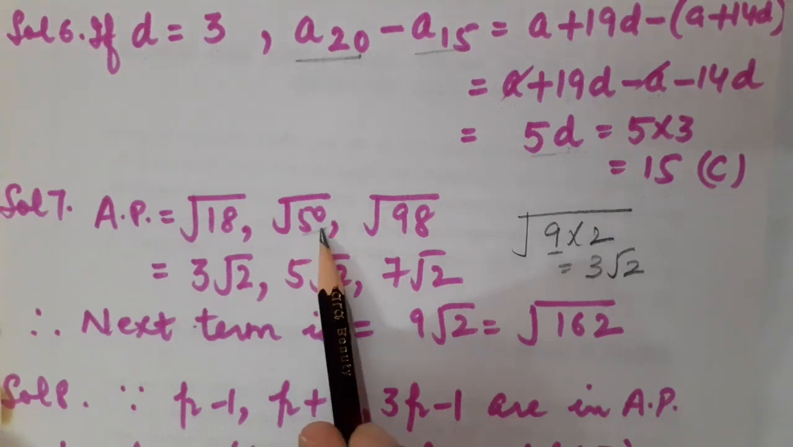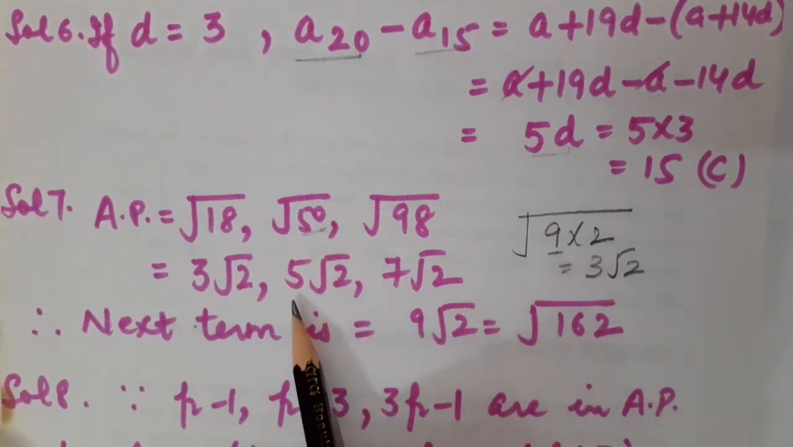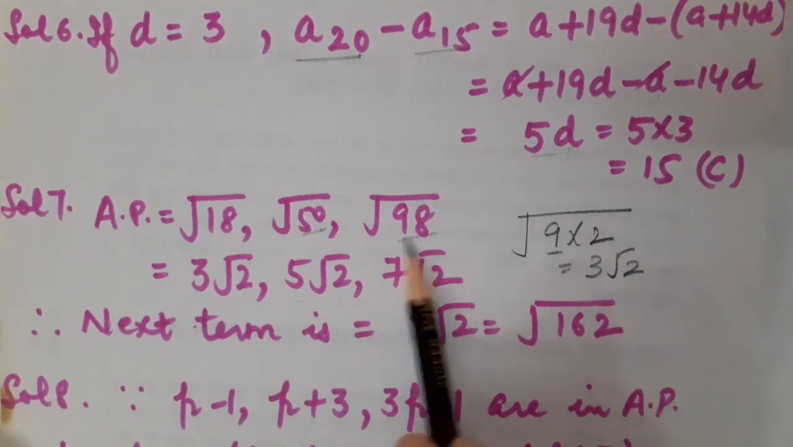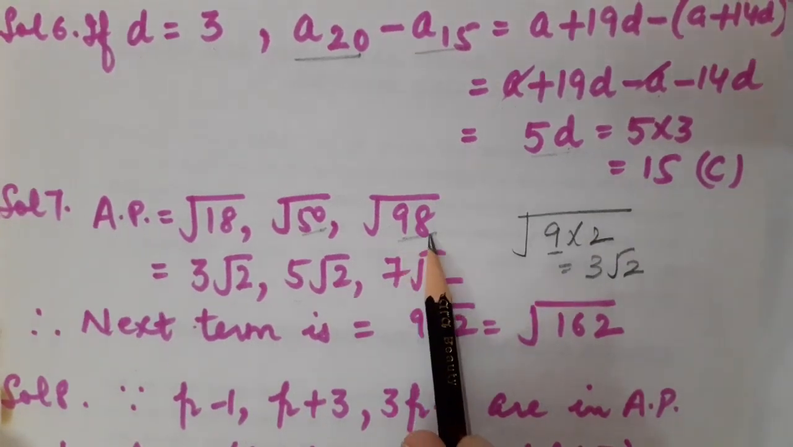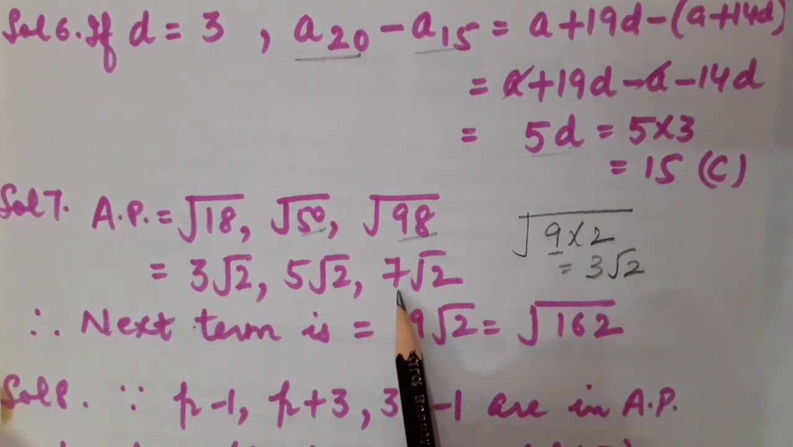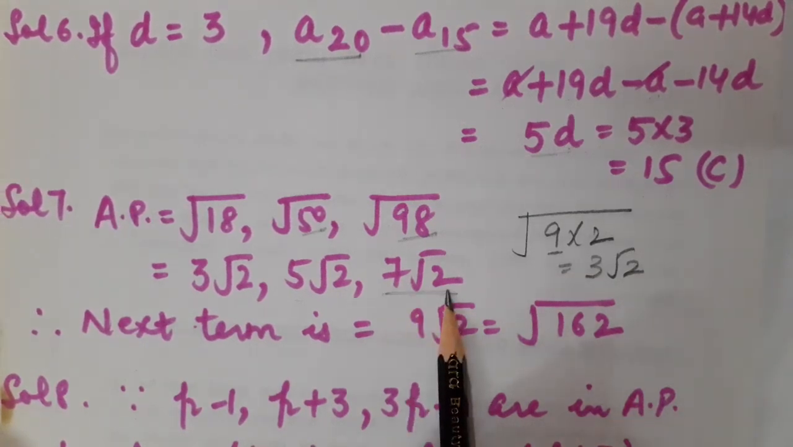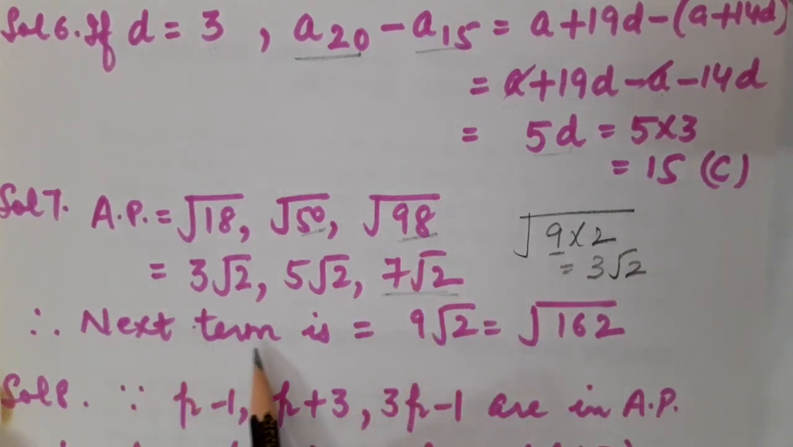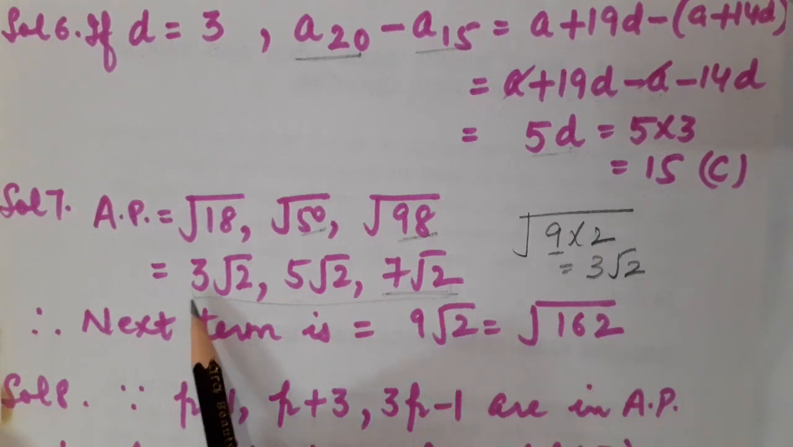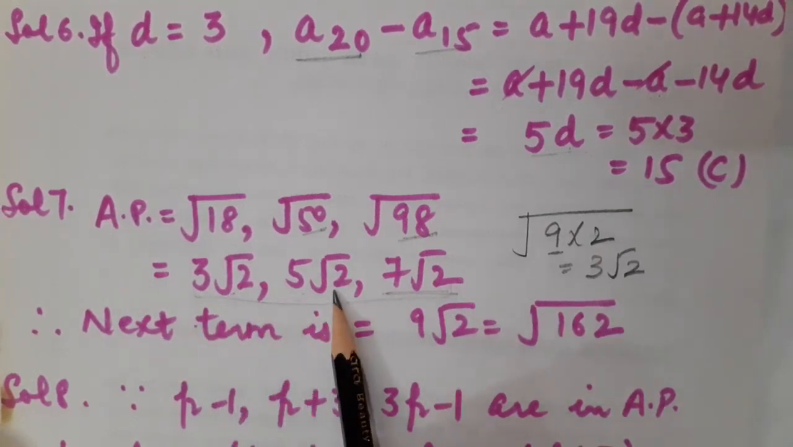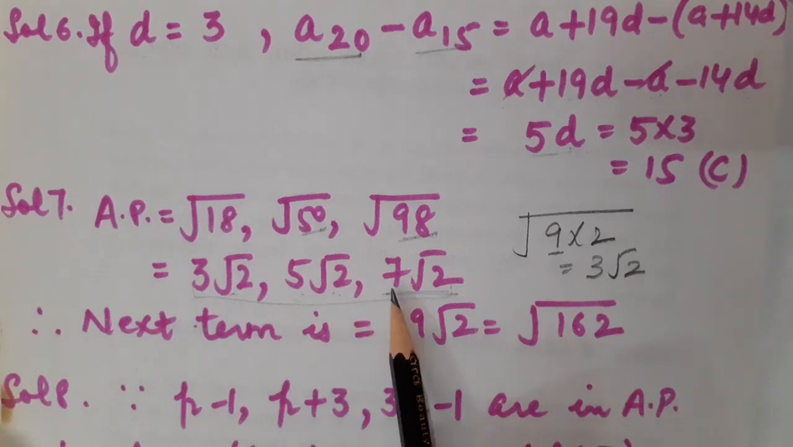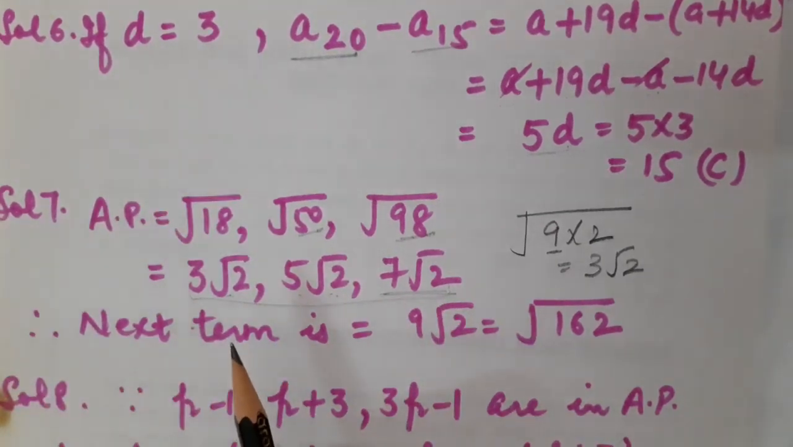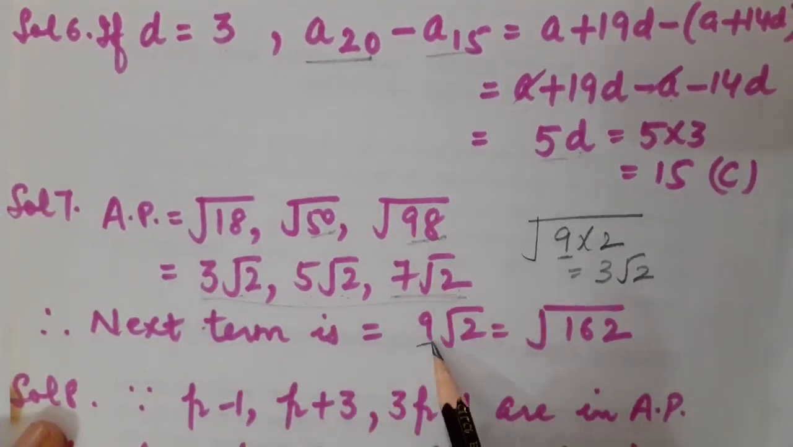In the same manner, we can write root 50 also, that is root of 25 into 2. So you will get 5 root 2. In the same manner, we can write root 98 also. When I go for the prime factorization of 98, I will get 7 root 2 because it will be 49 into 2. Correct, students? Now as we have to calculate the next term, please observe this AP. This is 3 root 2, 5 root 2, 7 root 2 and so on. So this is 3, 5, 7 and root 2 is coming with each and every term. So definitely for the next one we have to take the next odd number, that will be 9 root 2.